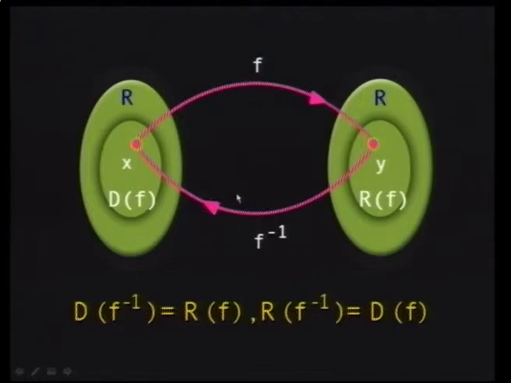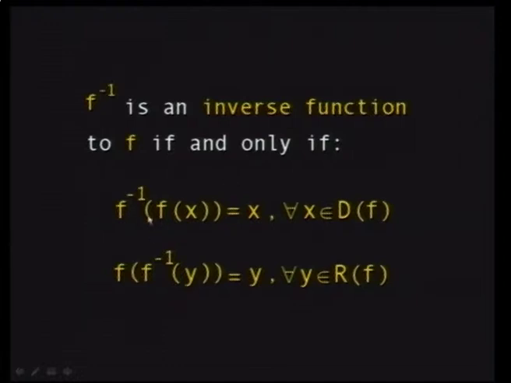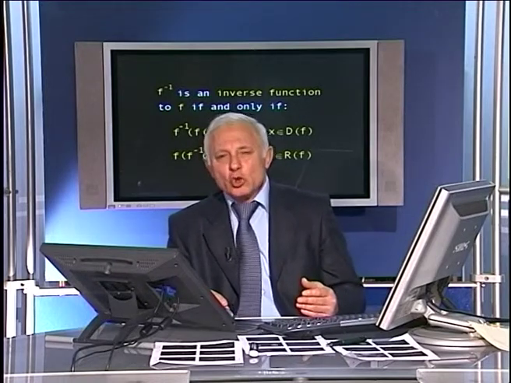Or you may start from y. So f of what? Of f minus 1 of y. You start from y to get x, and then from x to y. So f minus 1 of y to get x, and then f of f minus 1 must be equal to y. So what we have now obtained is that f minus 1 of f of x must be equal to x for all x lying in the domain of f, and f of f minus 1 of y must be equal to y for all y lying in the range of f. And this is a test to know whether the function f minus 1, which you obtain, is really an inverse function of the original function f.